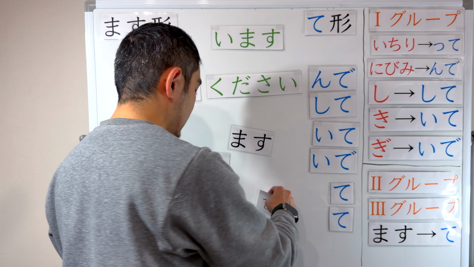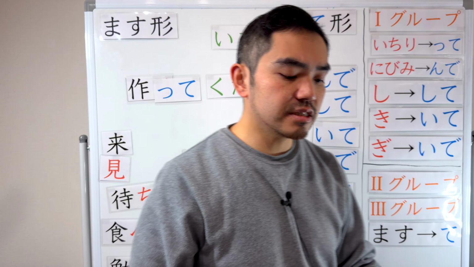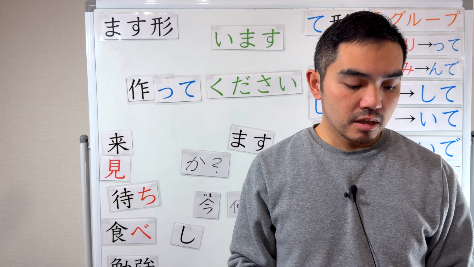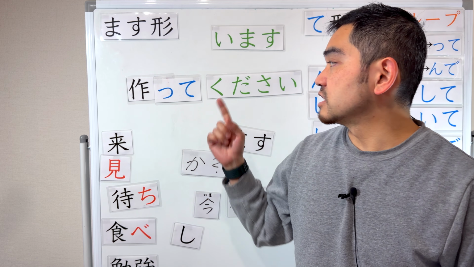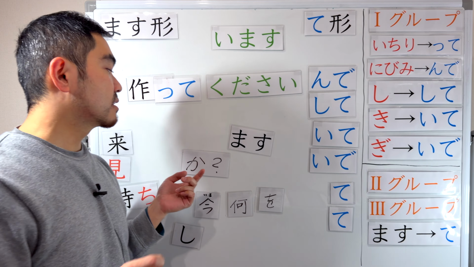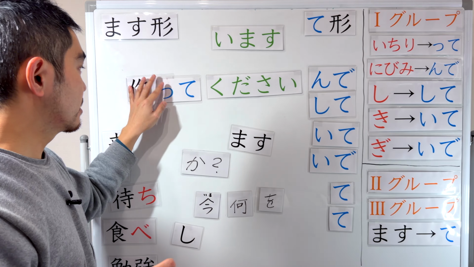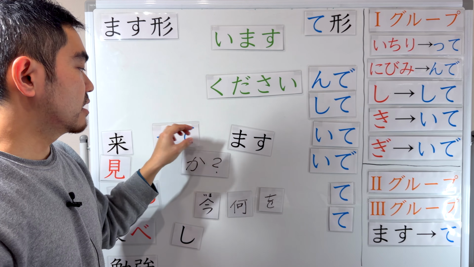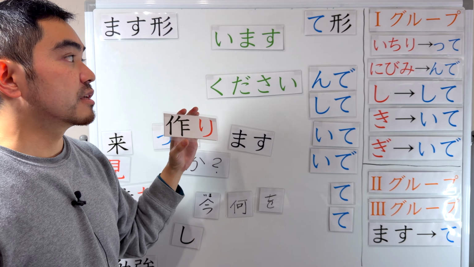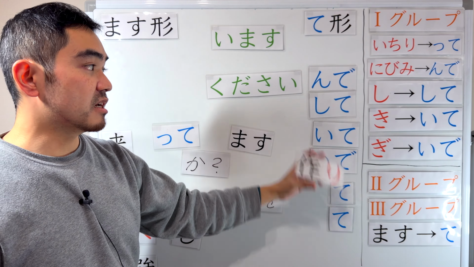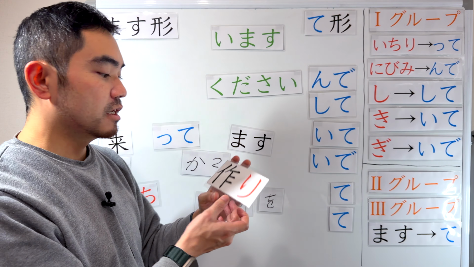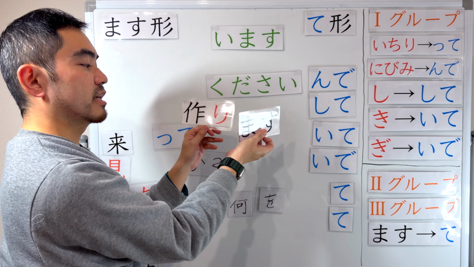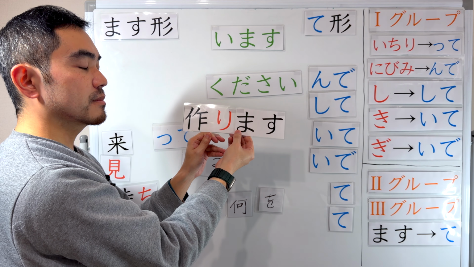Okay, but it's hard to remember. I mean, it's difficult to differentiate what group a verb is in. For example, this verb, which group is it in? You can't tell by looking at those because it's tsukurimasu, right? Tsukurimasu. So before masu, it's ri.